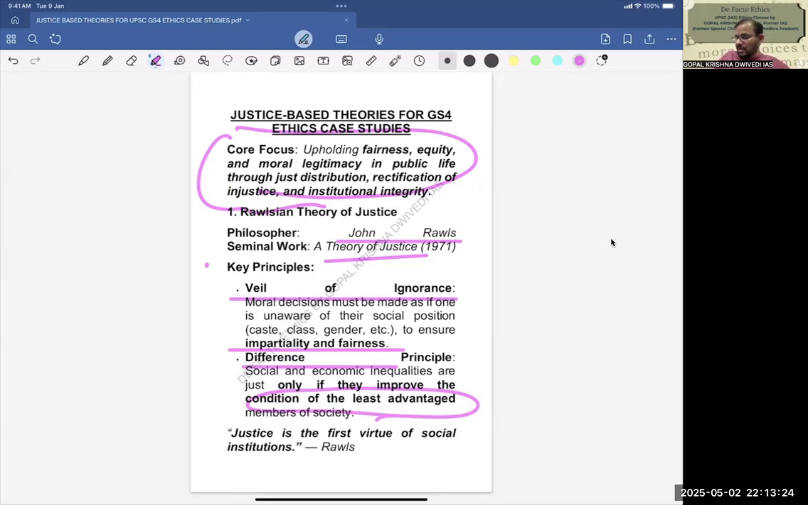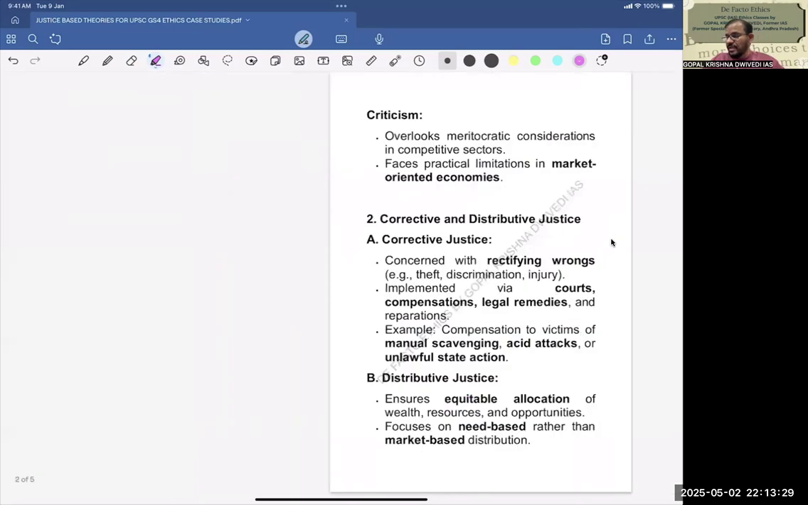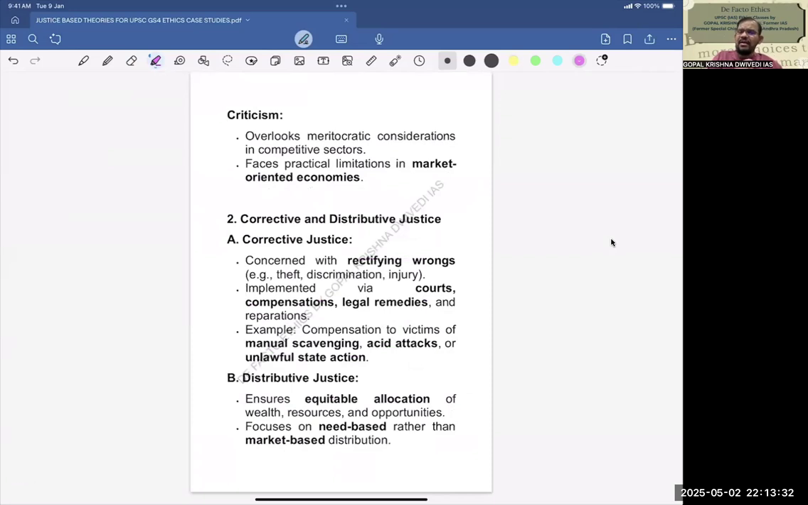Now, what is the statement of John Rawls? Justice is the first virtue of social institutions. This is the statement he has given. But it has a significant criticism also, because if you focus on the least advantaged or the veil of ignorance, then you are going to have some practical problems for market-oriented economies, because meritocratic considerations in competition etc. will be overlooked. So that small criticism is there, we should remember that.